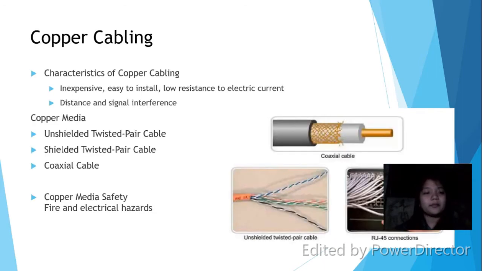So the network media, copper cabling, and characteristics of copper cabling. Copper cabling is inexpensive, so it means that it is cheap. It is easy to install, has low resistance to electric current, but has limits of distance and signal interference. So the copper media come in different types: the unshielded twisted pair or UTP, which you can see in the left part, then the shielded twisted pair and then the coaxial cable. Copper media safety concerns the fire and electrical hazards.